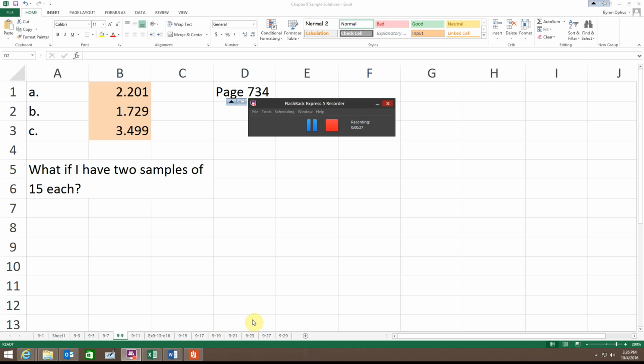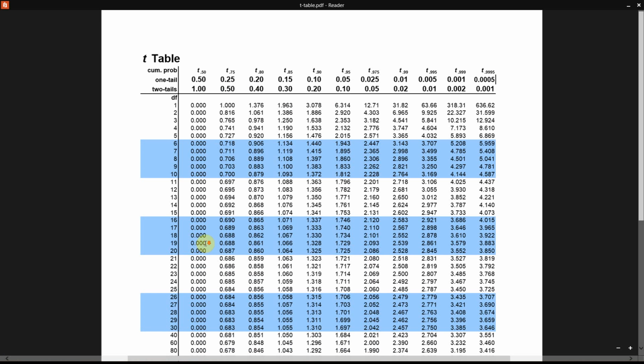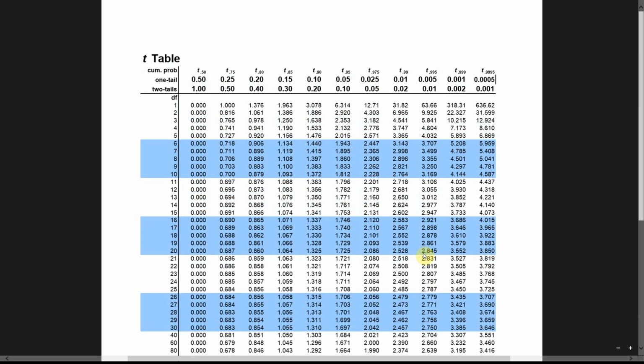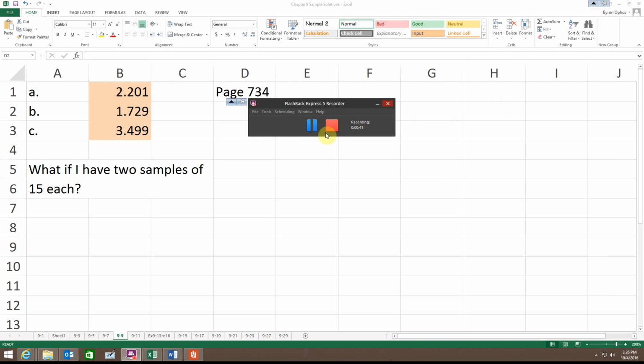If you go to the bottom of the t distribution, I'll show you an example here, and remember our 95% confidence level. Hang on, I gotta pause.